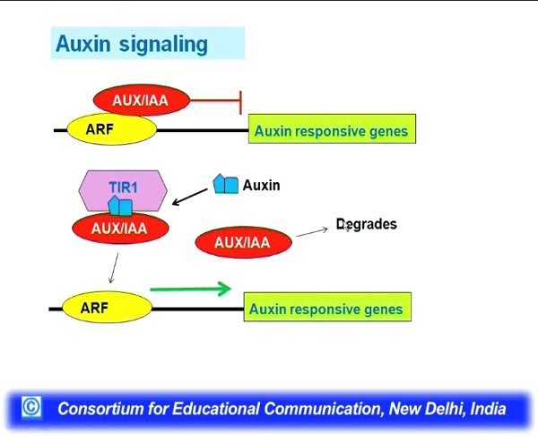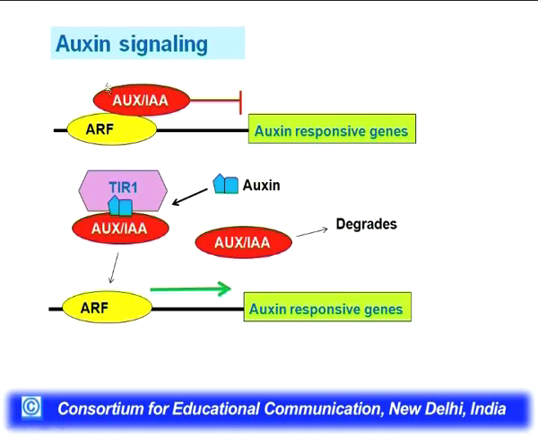See, this is the cartoon which I was trying to describe to you. This is an auxin responsive gene, and there are thousands of such genes which are induced by auxins, and this promoter has the binding site for auxin response factor, or ARFs. These auxin response factors potentially should be able to express auxin responsive genes, provided it is not inhibited by AUX/IAA.